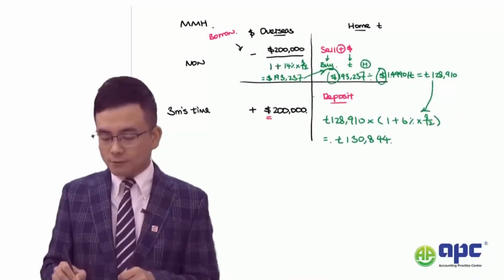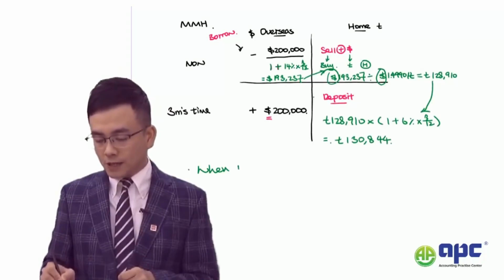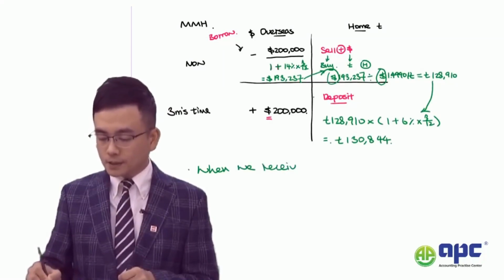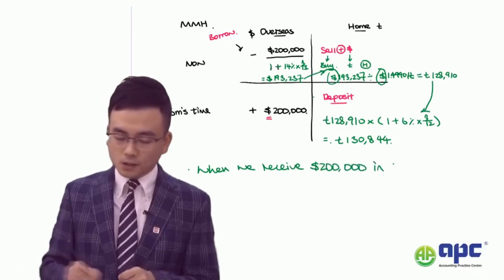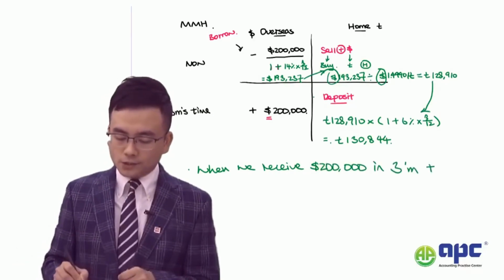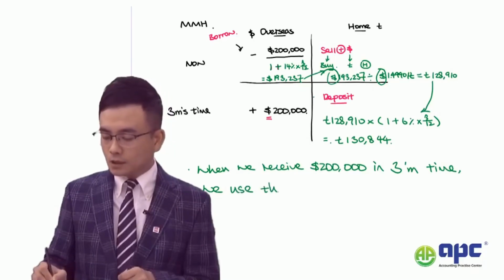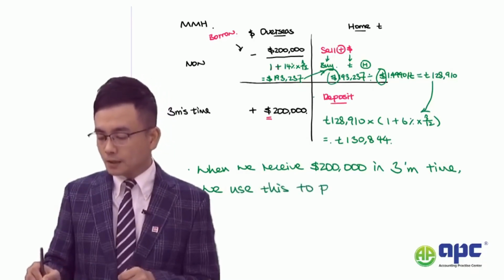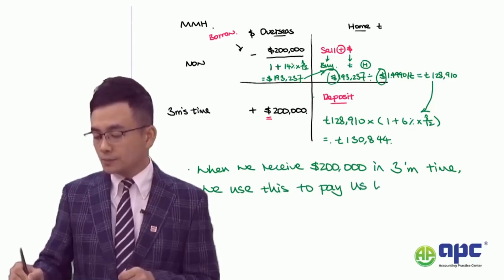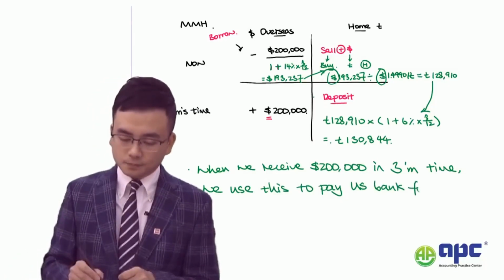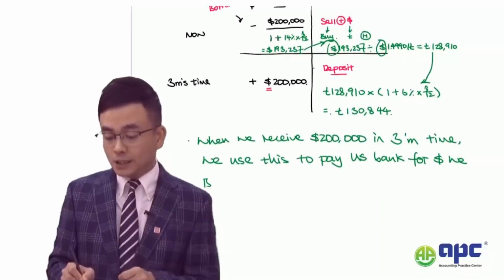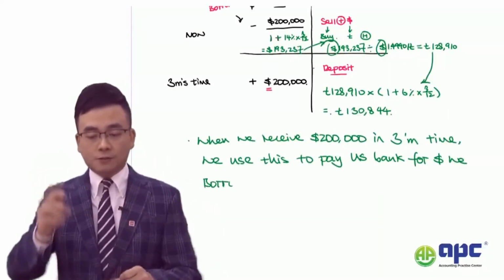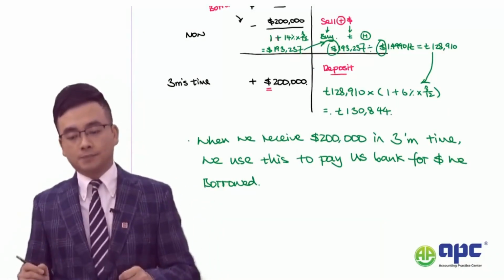Now, what that means is when we receive $200,000 in 3 months' time, we use this to pay the US bank for the amount we borrowed. Which means we are explaining to the examining team that we would like to use that $200,000 to eliminate the left-hand side.